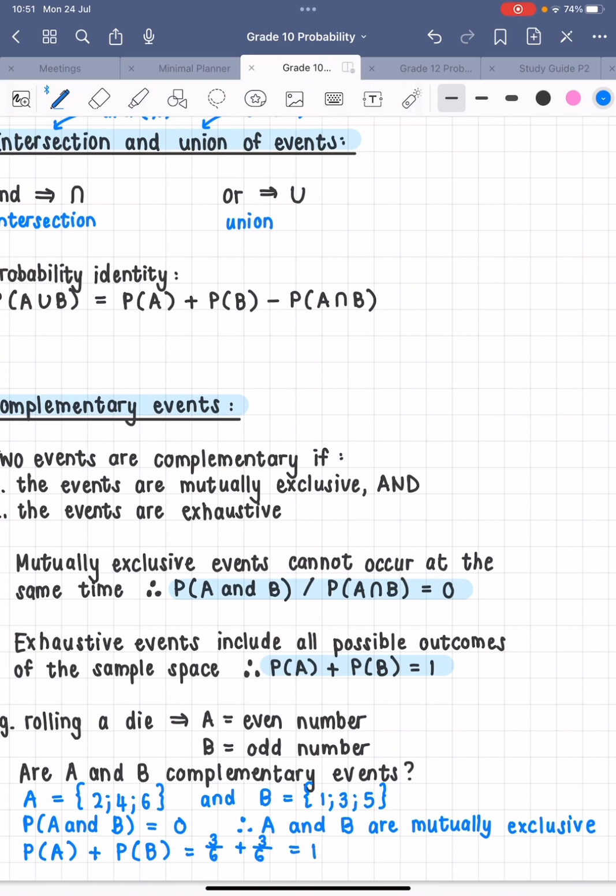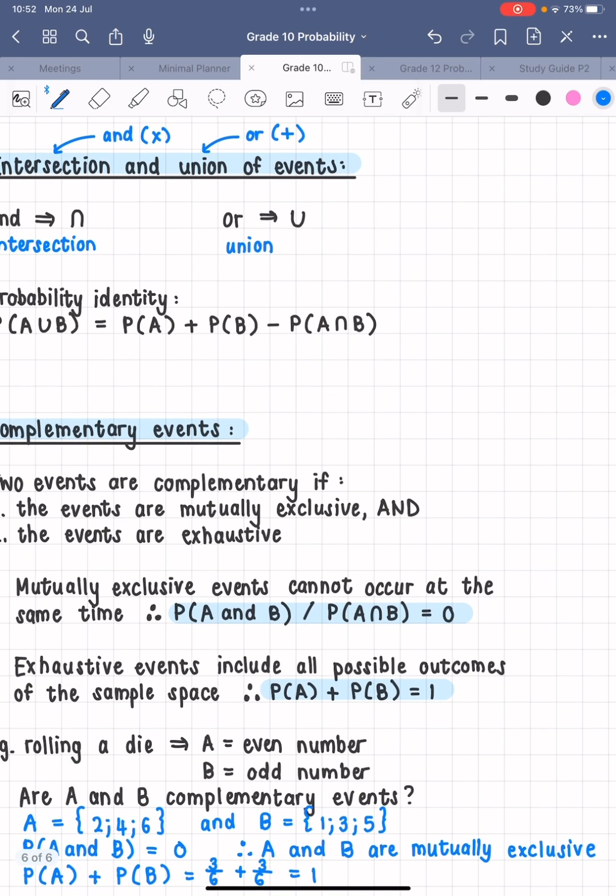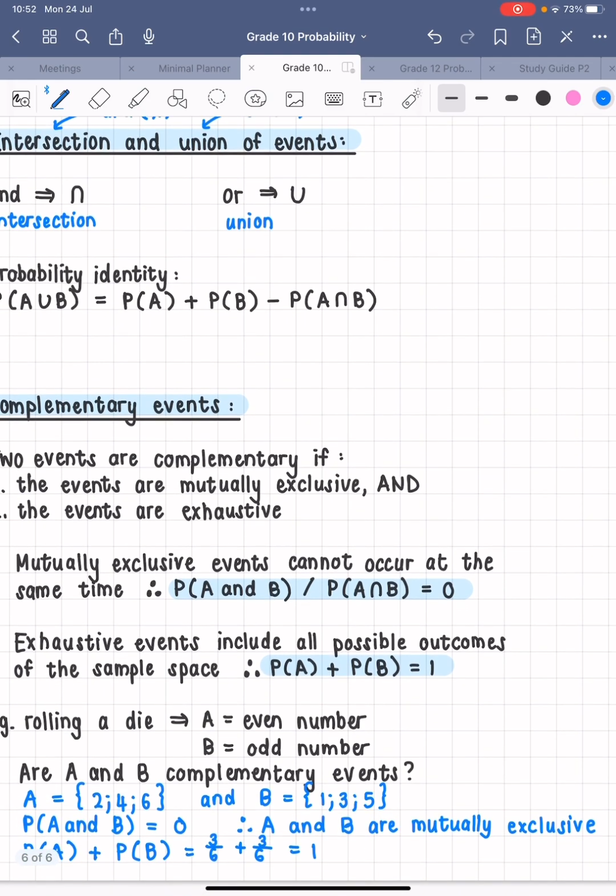Yes, Ross? Could you say, for this one here? For that one, you can put the intersection symbol, yes, for the "and". Here, you can't put the union because we have to prove this. It's almost like a formula that you have to prove. Not now, no. If you're working with the probability identity, you can.